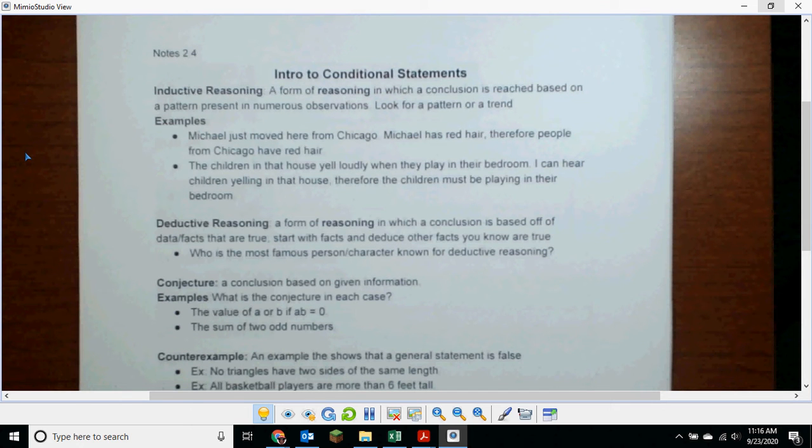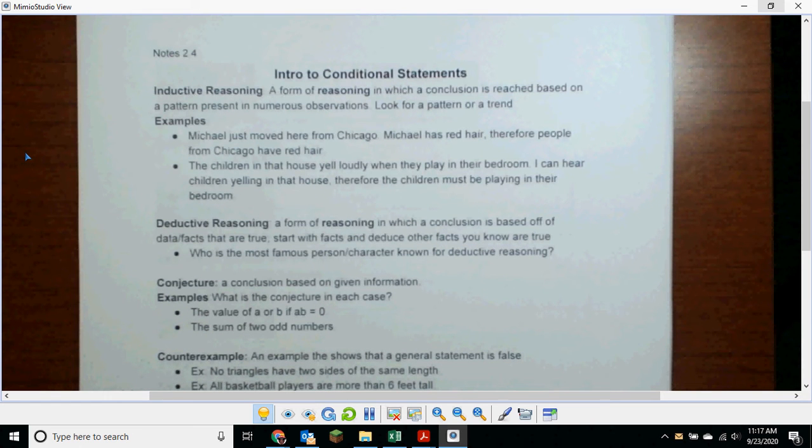So examples of inductive reasoning. Michael just moved here from Chicago, and Michael has red hair. Therefore, everyone from Chicago has red hair. Well, that may or may not be true, right? Second example of inductive reasoning. The children in that house yell loudly when they play in their bedroom. I can hear children yelling in that house, therefore the children must be playing in their bedroom. Okay, so we know that sometimes they yell when they're in their bedroom. So if I hear them yelling, I'm concluding they're in their bedroom. May or may not be true.